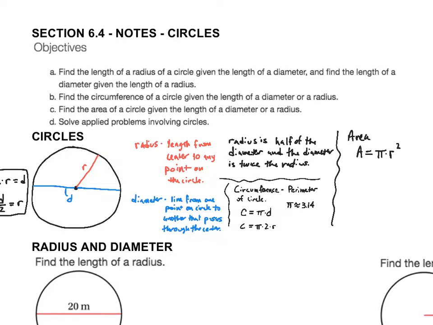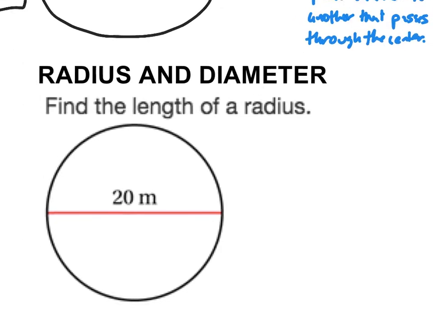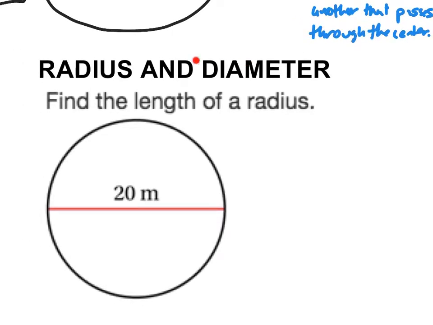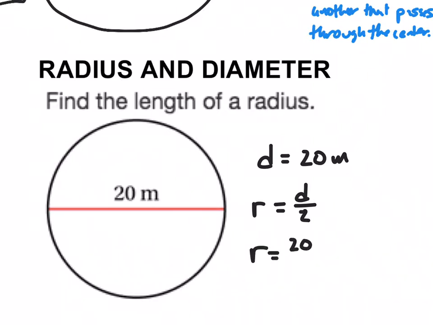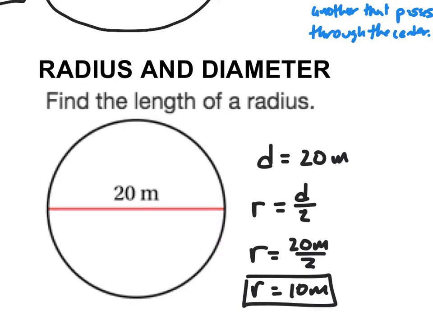Let's go ahead and do some of these problems. If we're given a problem where we want to find the radius, where it says find the length of the radius, we're given that the diameter is equal to 20 meters. Remember, if I want to find the radius, I just take the diameter and divide it by 2. So the radius is 20 meters divided by 2, which gives us 10 meters. That's all we're doing, just taking this number and dividing it by 2 to find the radius.